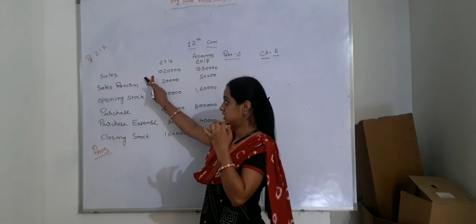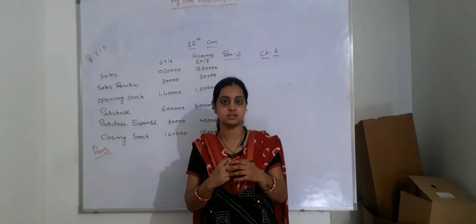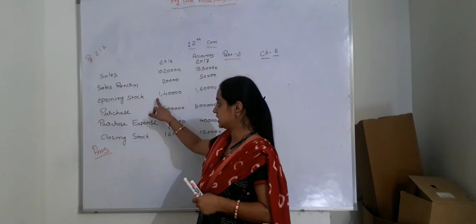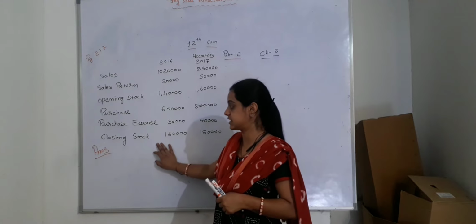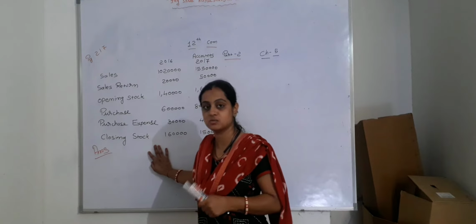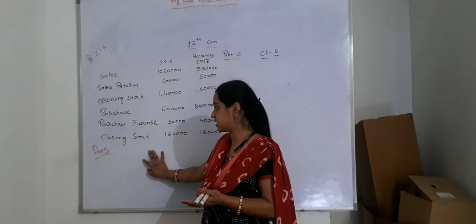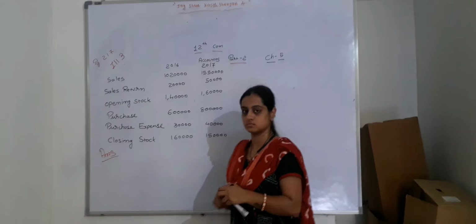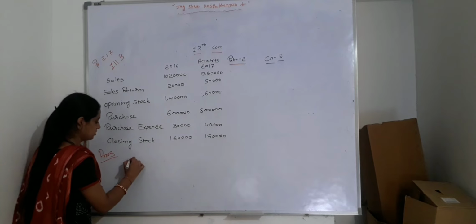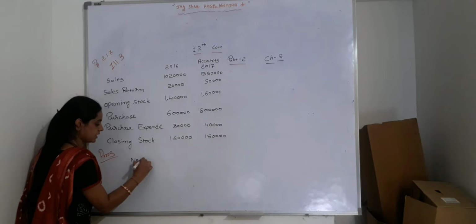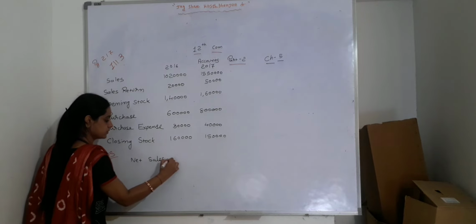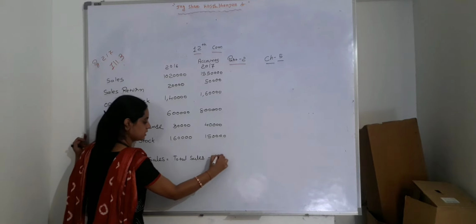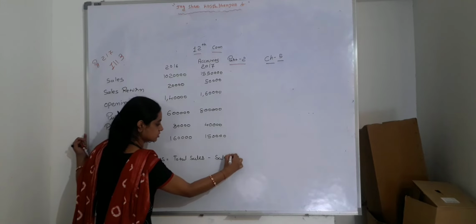So they have given sales and sales return. That means we have to find net sales. And they have given opening stock, purchase expense and closing stock. That means we have to find COGS. Then we have to deduct COGS from net sales. First, we will find net sales. Net sales is equal to total sales minus sales return.